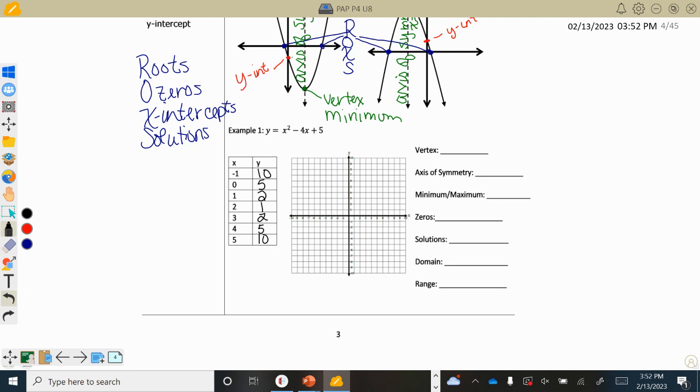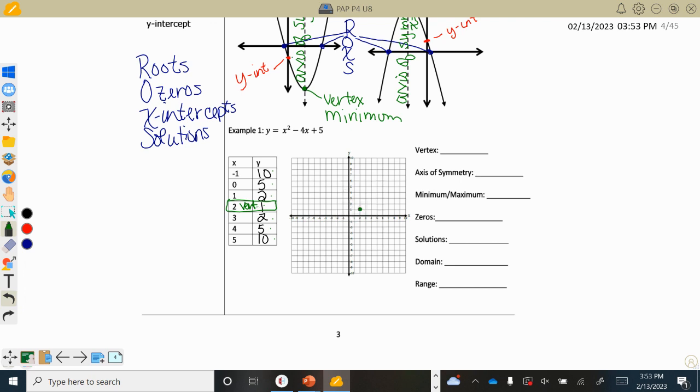So I'm going to start with this point here in the middle. I'm going to start with my vertex. And I know it's my vertex because if I look at the y values, all of the other y values repeat around it. So the 2 and the 2, the 5 and the 5, the 10 and the 10. This 1 is the only one that doesn't repeat. So this is my vertex. I'm going to put that at 2, 1.